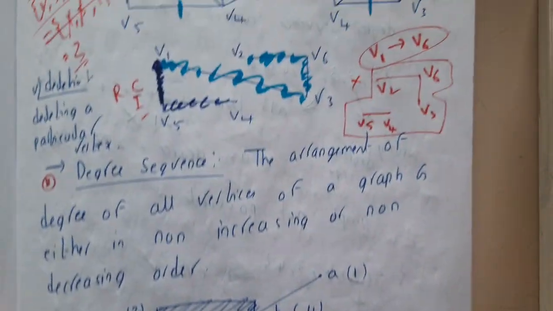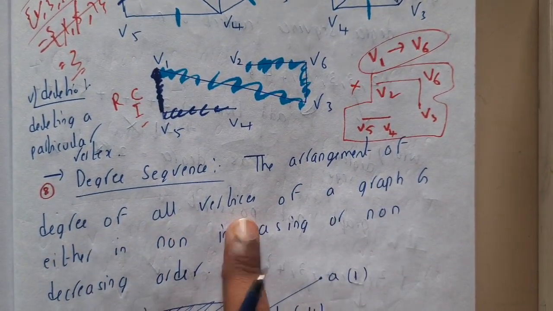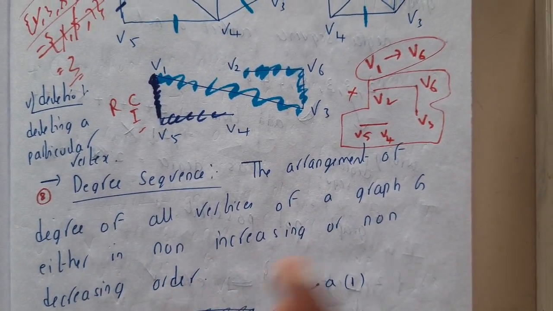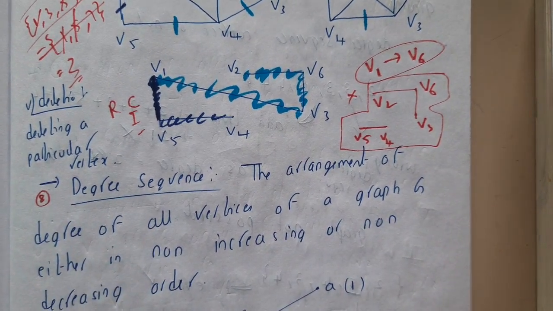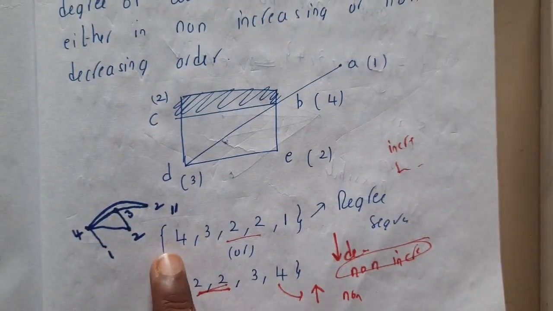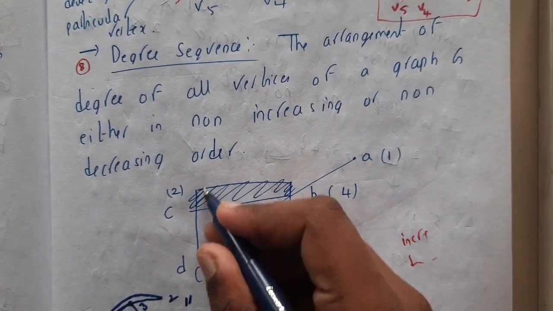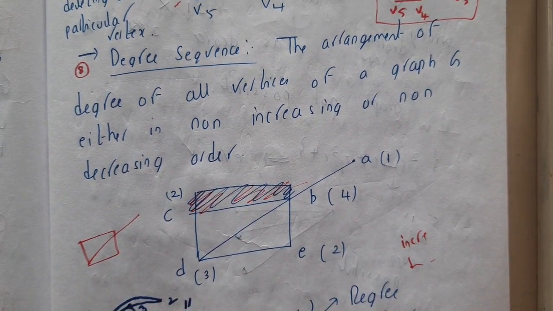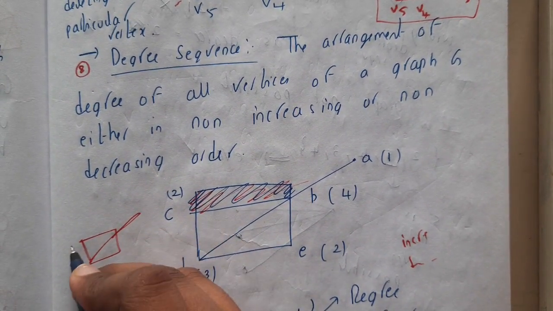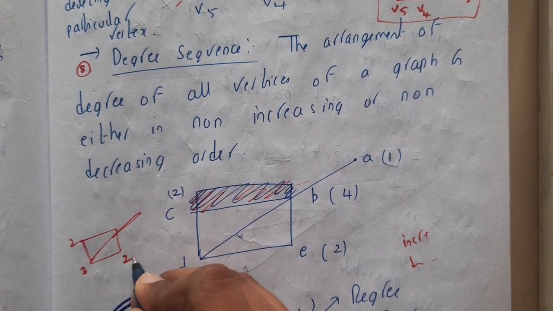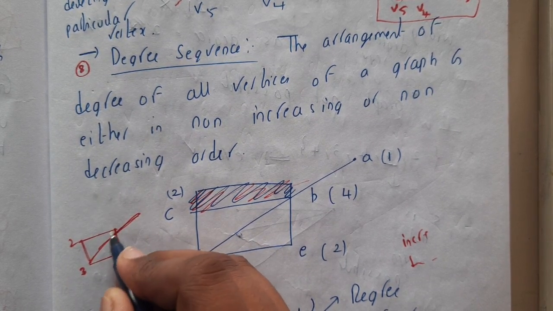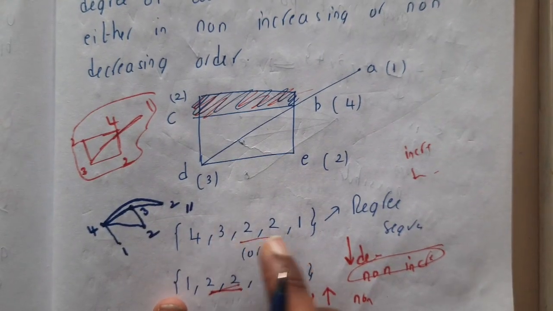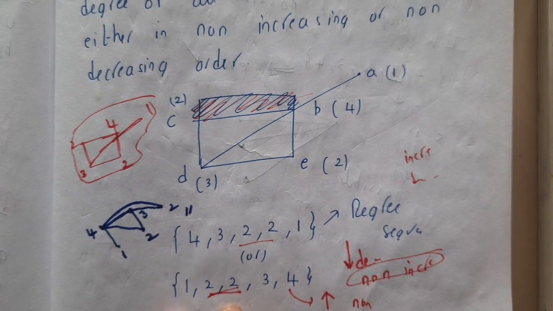Let us continue. The arrangement of the degrees of all the vertices of a graph G either in non-increasing or non-decreasing order: you are just writing the degrees. This degree sequence is for this particular graph, a small square with an arrow. If you calculate, the degrees here are 2, 3, 2, 1, 2, 3, 4 and 1. I have written these in non-increasing and non-decreasing order.